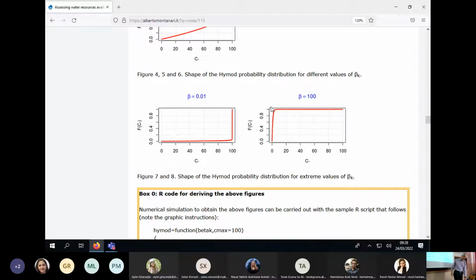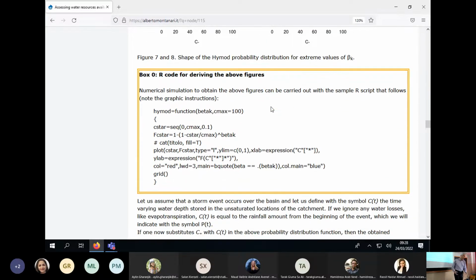Basically, the box is just for your interest. It is an IMOD function which creates the graphs above. It's reported here for your interest. So you see that it's very easy, it's very short. You can cut and paste it into an R console and you reproduce the graph. What is the purpose of giving you this box?